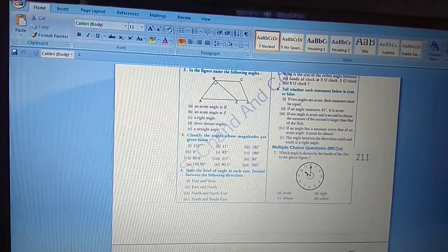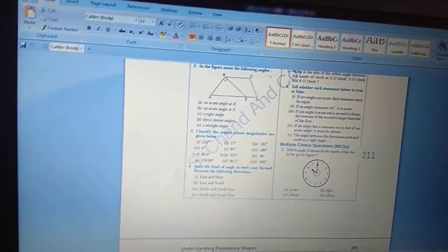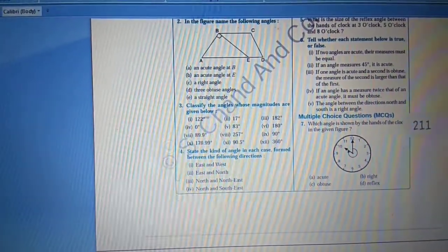In question number 6, it is true and false. The true and false depends totally on the introductory part, what we have done in the class, that explanation and all. With that you can answer the question. So just read it out once.